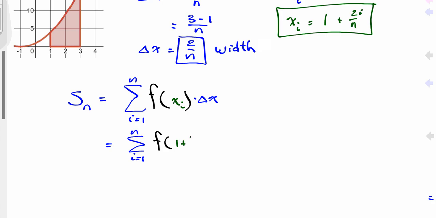Xi is 1 plus 2i over n. That'll go into my function, multiplied by 2 over n.